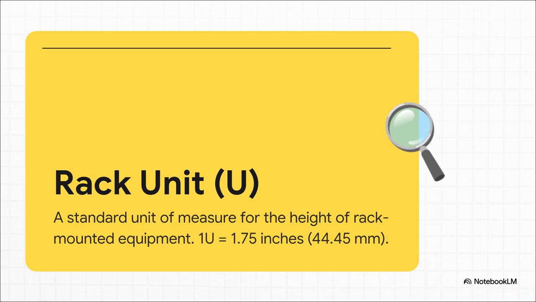And here's the other stroke of genius: standardizing the height. This is the rack unit, or as everyone calls it, U. It's 1 3/4 inches, and what it did was turn all this complex electronics into simple, stackable building blocks. You got a 1U server, a 2U switch, a 4U storage box. It all just fits together perfectly, like Legos. It's what makes data centers so modular and scalable.